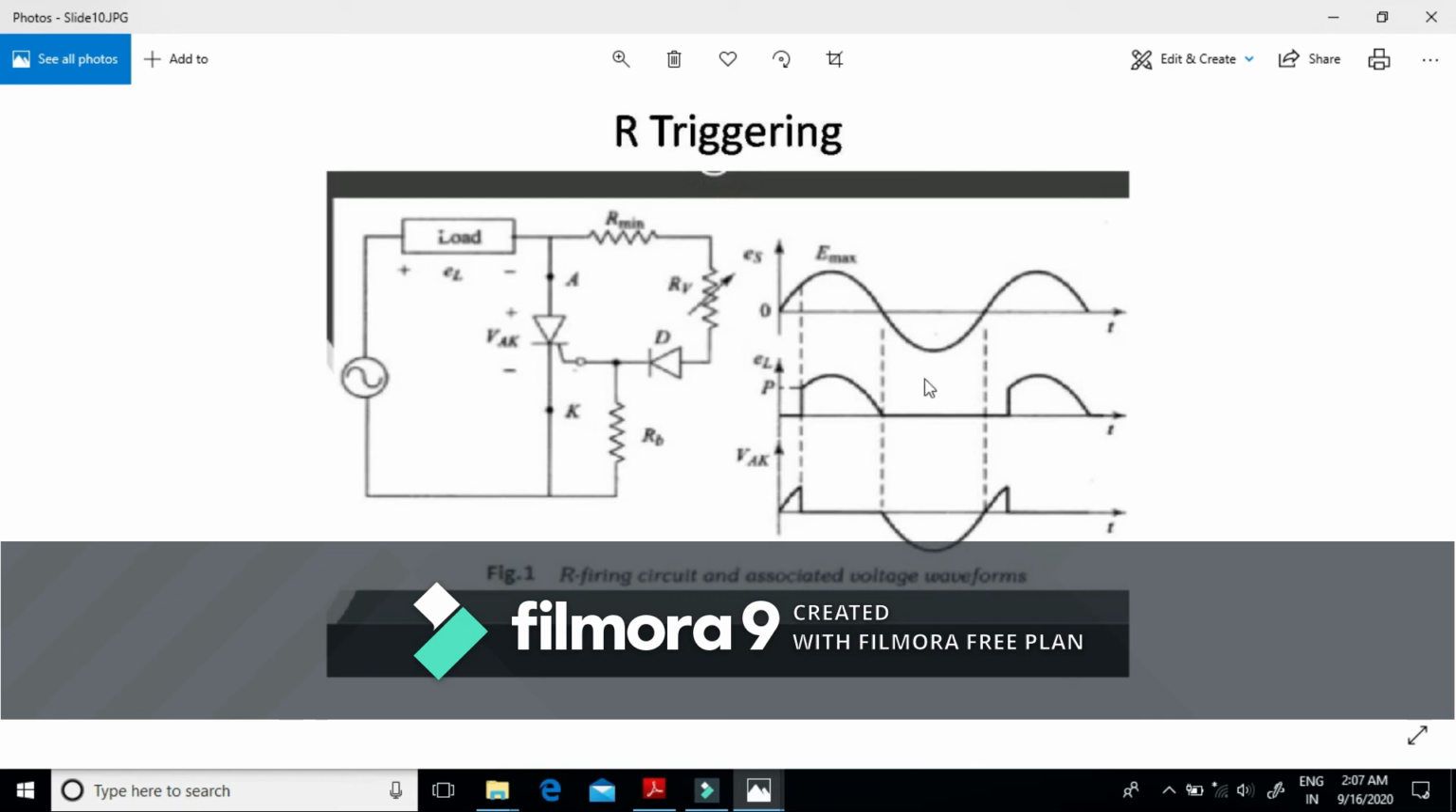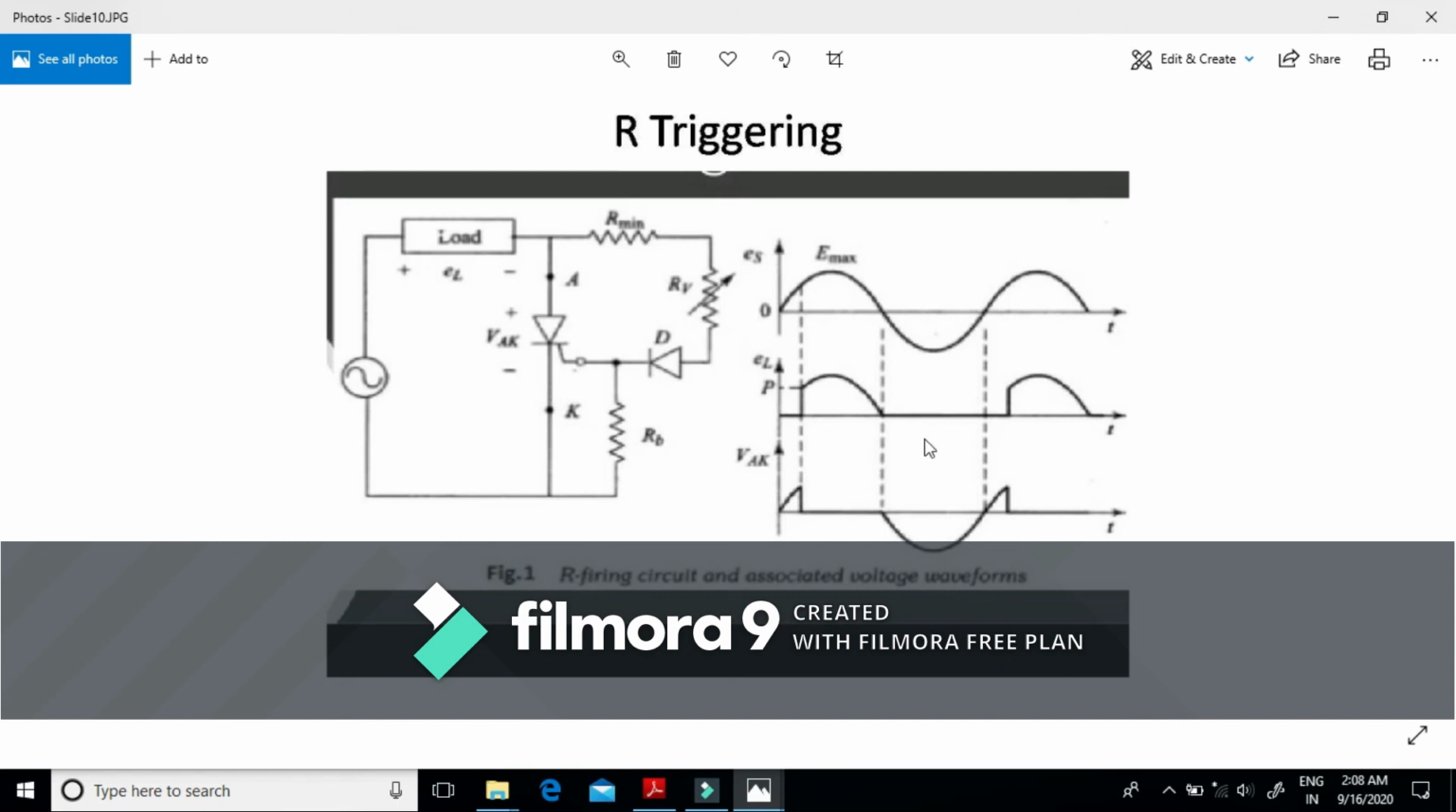Since no triggering pulse is provided during the negative cycle, there will be no voltage across the load. Similarly, at an angle of 180 plus alpha, because the positive cycle starts again, the pulse is given to the SCR at an angle of 180 plus alpha. Again, the SCR will trigger at an angle of 180 plus alpha to 2 pi.